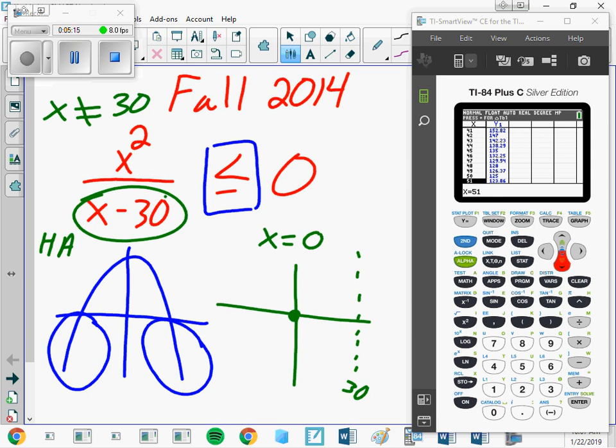What happens when the bottom and the top are the same power? So if I had like 3x to the 5th over 5x to the 5th, they cancel, and the HA is 3 over 5. But in this case, I have an x squared over an x, which means the asymptote is slanted, and the slant is x, so I kind of have this. So the graph looks like this.